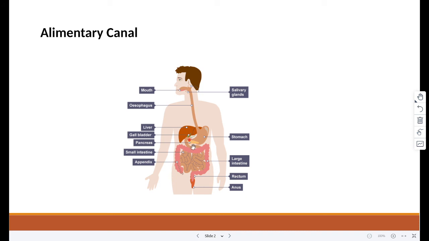Now, the last is the pancreas. Now, the pancreas produces all three types of digestive enzymes: amylase, proteases, and lipases. Now, they secrete enzymes in an alkaline fluid into the duodenum for digestion to raise the pH of fluid coming out of the stomach.